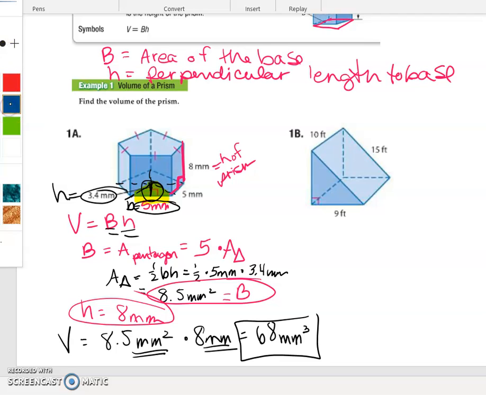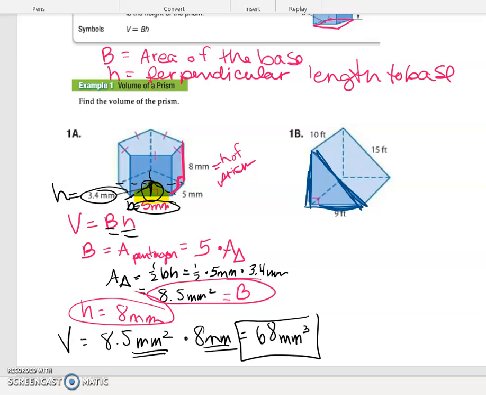Okay, in the second one, 1B, we have a triangular prism. In a prism, the sides are always rectangles, and if there's any other shape in the prism itself, then that shape has to be the base. So in this case, we have a triangle, which is obviously not a rectangle, so that has to be the base. And in a prism, the bases are parallel to each other. So we should have one at the other end, which we do.